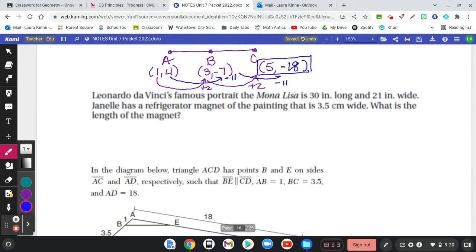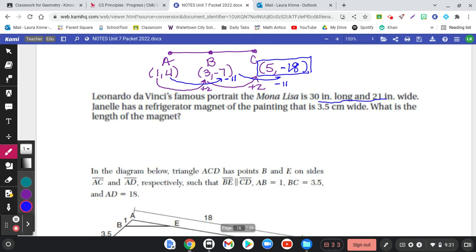All right, another review question. The famous portrait of the Mona Lisa is 30 inches long and 21 inches wide. Janelle has a refrigerator magnet of the painting that's 3.5 centimeters wide. What's the length of the magnet? Well, you could sketch a picture if you want. I'm not even going to attempt that. There's my Mona Lisa. And here's the magnet. Well, I guess she wasn't really smiling, but that's okay.